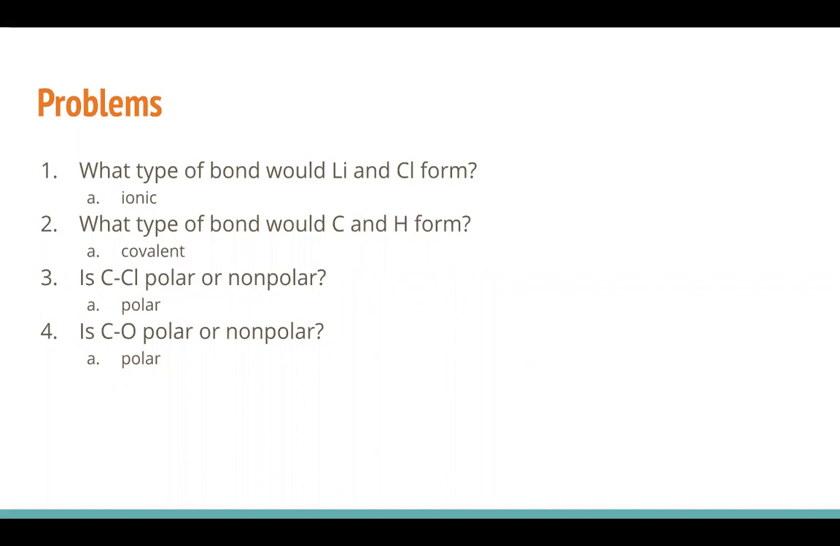Just remember that carbon and oxygen will always be polar. Carbon and a halogen will always be polar, because those are the most common bonds that you're going to see on the MCAT.